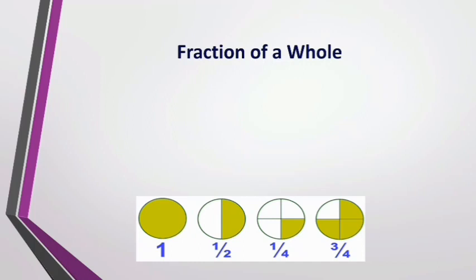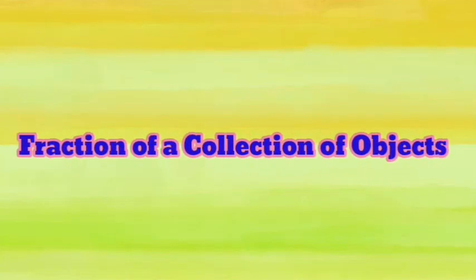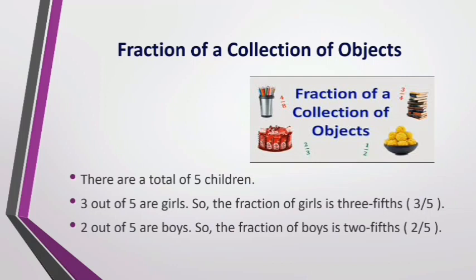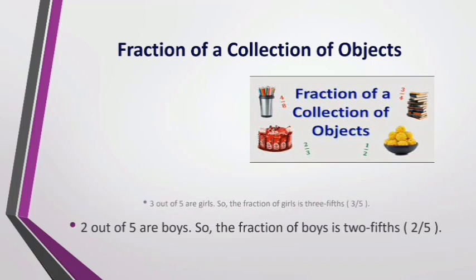Now come to another example, a fraction of a collection of objects. As the picture shows you, a fraction can be of a collection of objects. For example, there are a total of 5 children, 3 out of 5 are girls. So the fraction of girls is 3/5. It is not 35, it's 3/5. Similarly, 2 out of 5 are boys, so the fraction will be 2/5, 2 by 5.